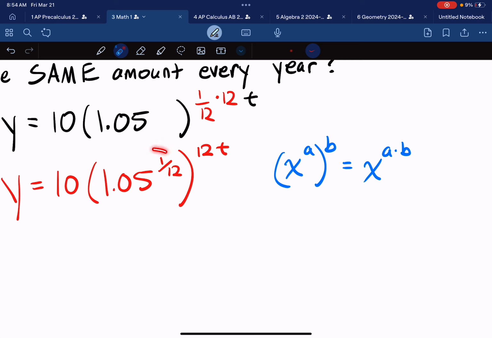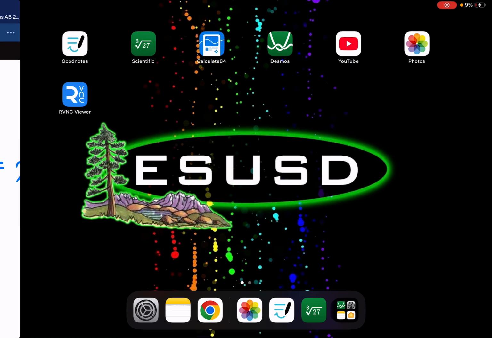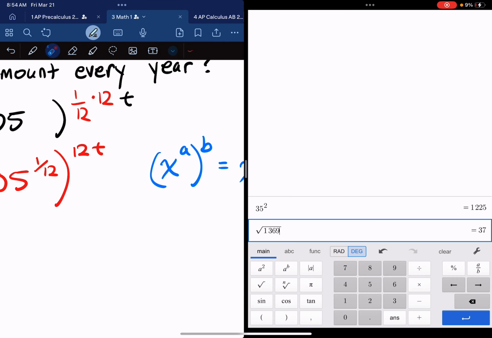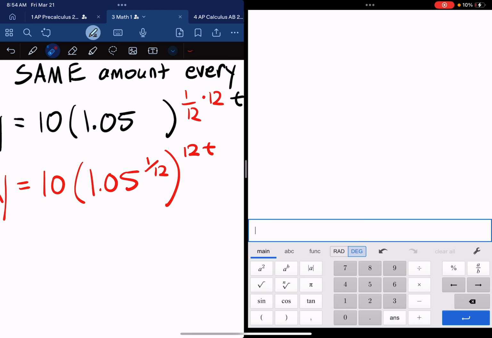And here is where I'm going to change things. This 1.05 to the power of 1/12, I can figure what that is on a calculator. So I can come over here, let's do my split view, and come over to my scientific calculator, which I can clear all of my stuff off of. And I can say, what is this 1.05 to the power of 1/12? And that is the decimal.